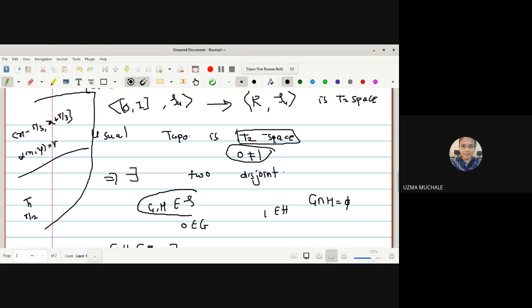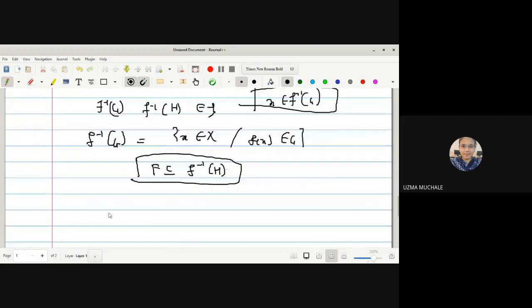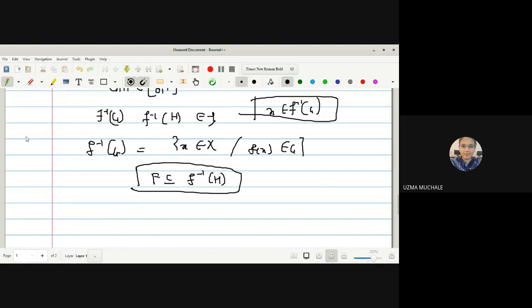Now if we are able to find the two open sets, we have to find the inverse image. You can see here the inverse images of the two open sets, F inverse of G and F inverse of H, are open sets. One contains the point x and another contains the closed set. Any doubt up to this one?